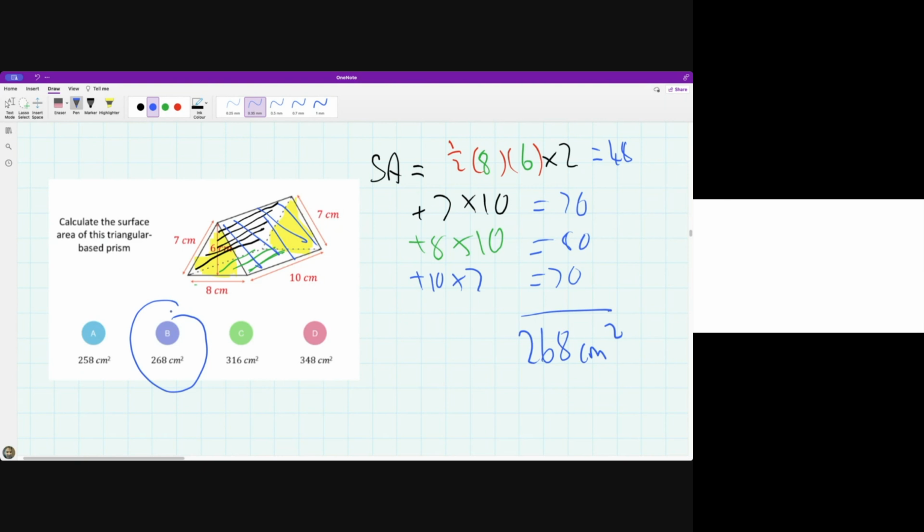So if you think about how I did this, there's 2 ideas that I needed. The one is, what is the area of a triangle and what is the area of a rectangle? I also needed to know that there were 2 identical triangles and there were 3 possible rectangles. For the triangle, it's a half base times height. For the area of a rectangle, it's just length times breadth.